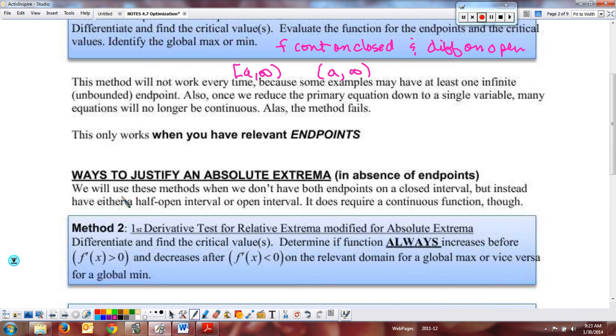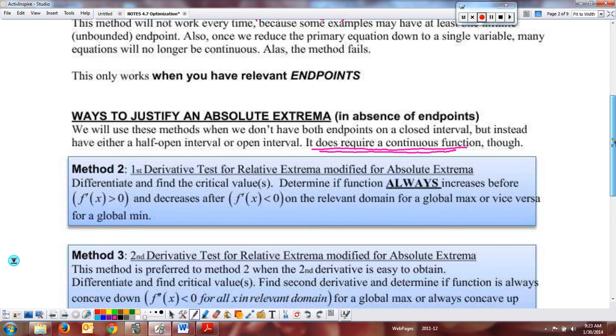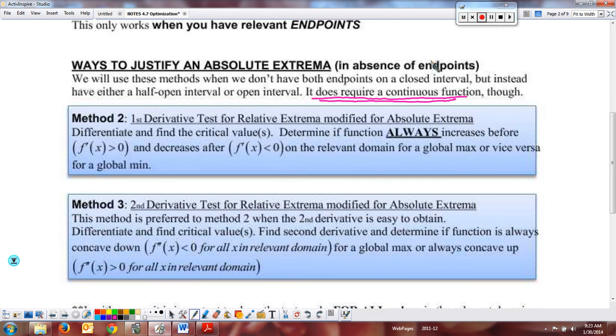Now, of course, when we're doing the modified first and modified second, you still have to have a continuous function. Pretty much you do have to have a continuous function for any of these three methods, which of course they won't be asking you this problem unless it is continuous on the AP anyway. So if I don't have two endpoints in my domain, I'm going to use either first or second derivative test, but modified. When we modify the first derivative test, what you're going to do is you start out the same way. You're going to differentiate, find your critical values.